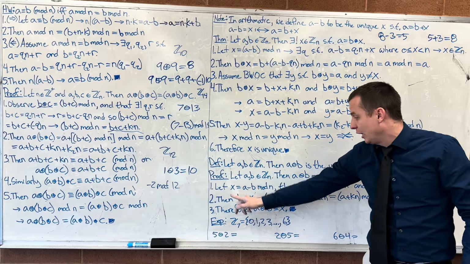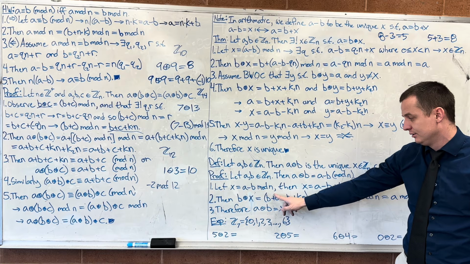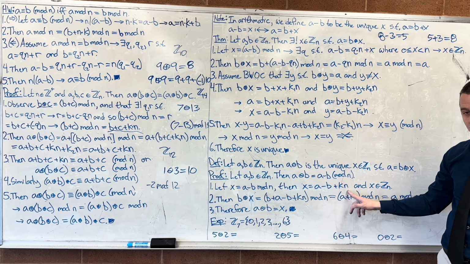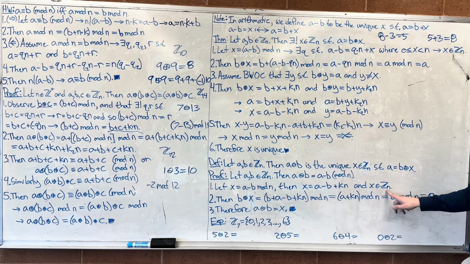Okay. So let x equal a minus b mod n, then x is equal to a minus b plus some integer number of n's, right? And x has to be in Z sub n.